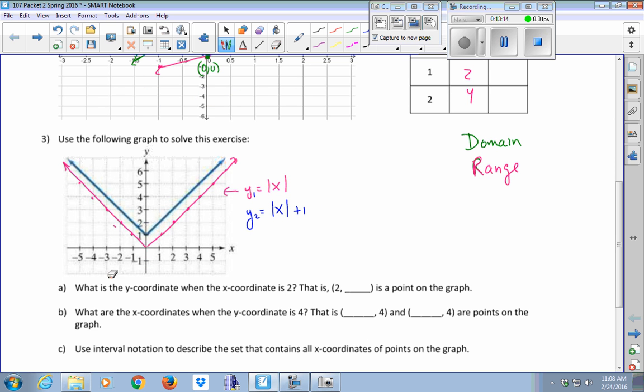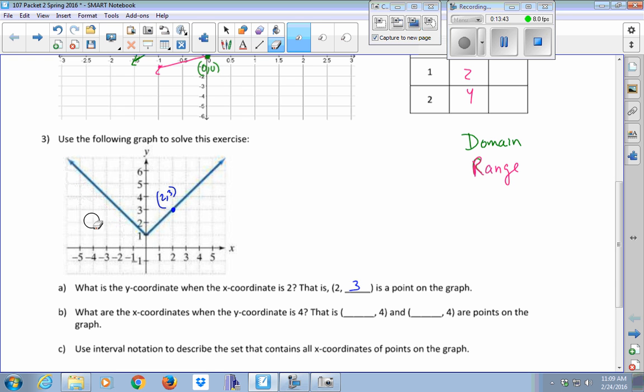All right. So what is the y coordinate when the x coordinate is 2? The y coordinate is 3. And that's a point on your graph right there. It's 2, 3. What are the x coordinates when the y coordinate is 4? So how would you figure that out when the y coordinate is 4? How would you actually get that? Just from the graph without knowing the equation, how would you find that answer?